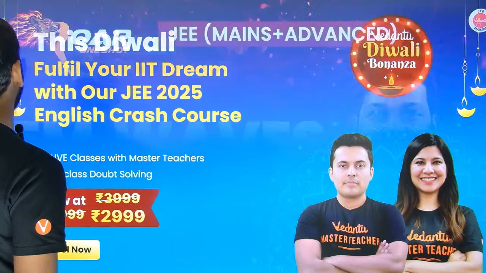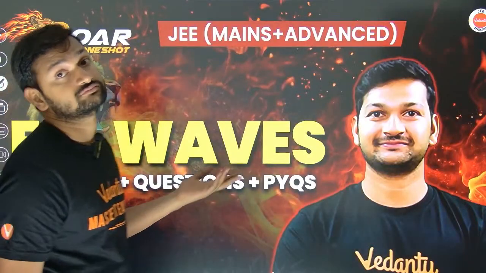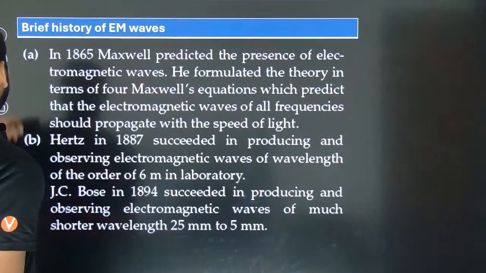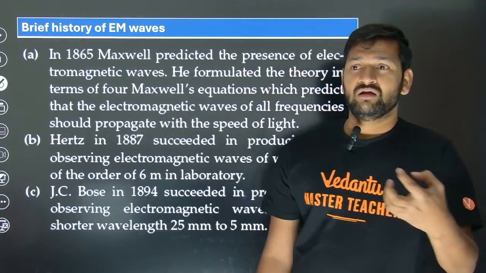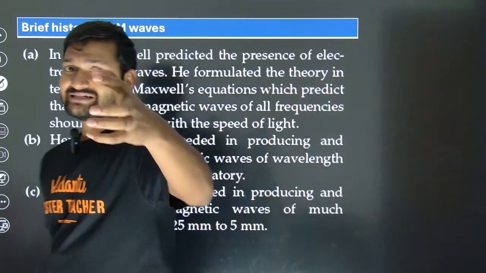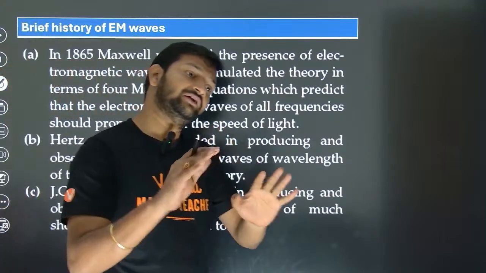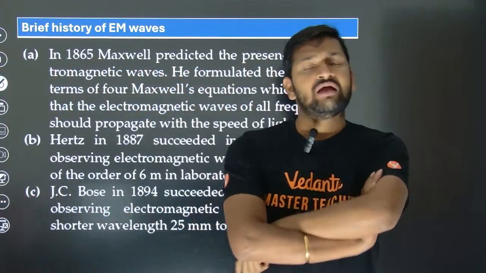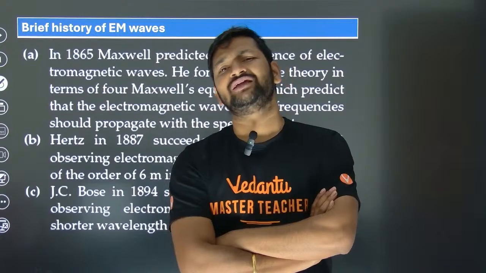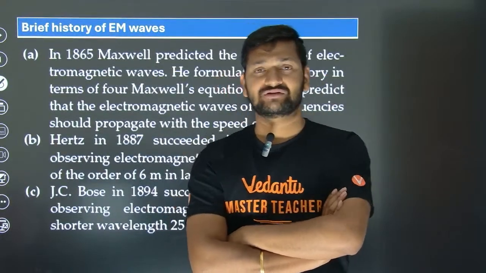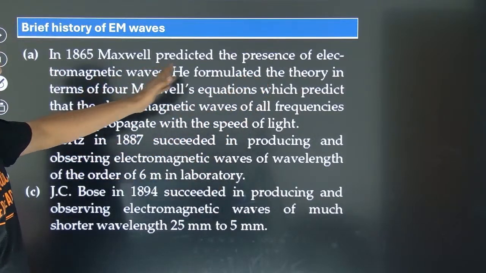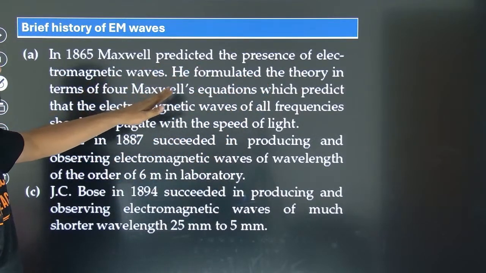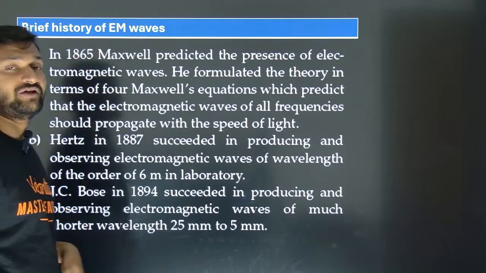Now, we'll start with this. EM waves. So a brief history about this. Before detecting these electromagnetic waves, Maxwell had already proposed a theory of the existence of electromagnetic waves. You can see the history over here. Around 1865, Maxwell predicted the presence of electromagnetic waves and gave his theory.